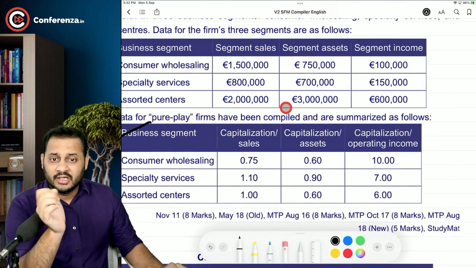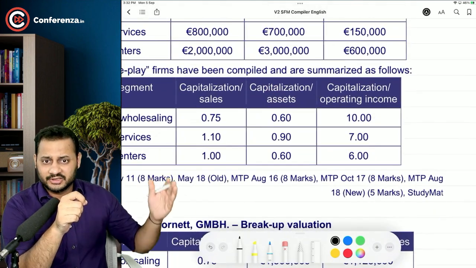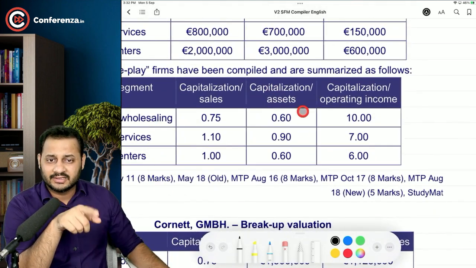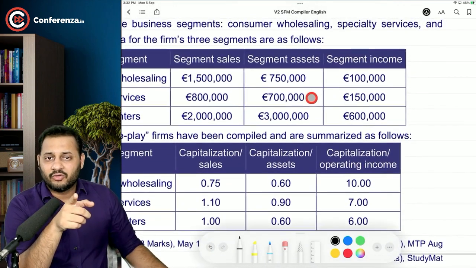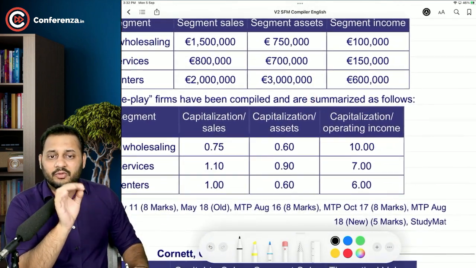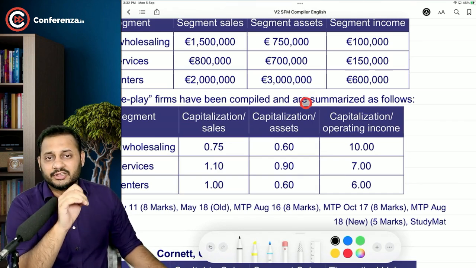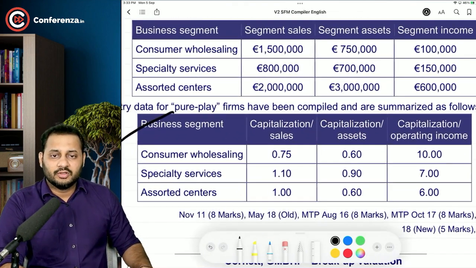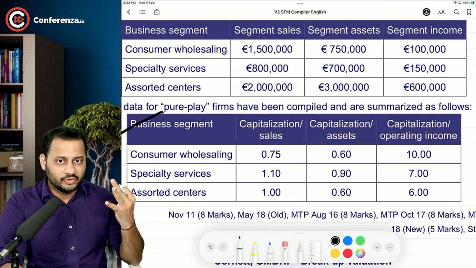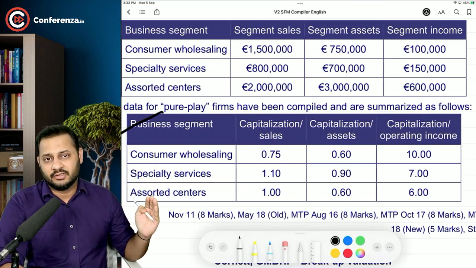Can you just imagine? We have 9 figures: 3 for the capitalization to sales, 3 for the capitalization to assets, 3 for the capitalization to operating income. We have the values of all these items. We can calculate 9 different values of the company, and then we can average out everything. So 9 means there will be 3 values for each segment, 9 values including all the segments.